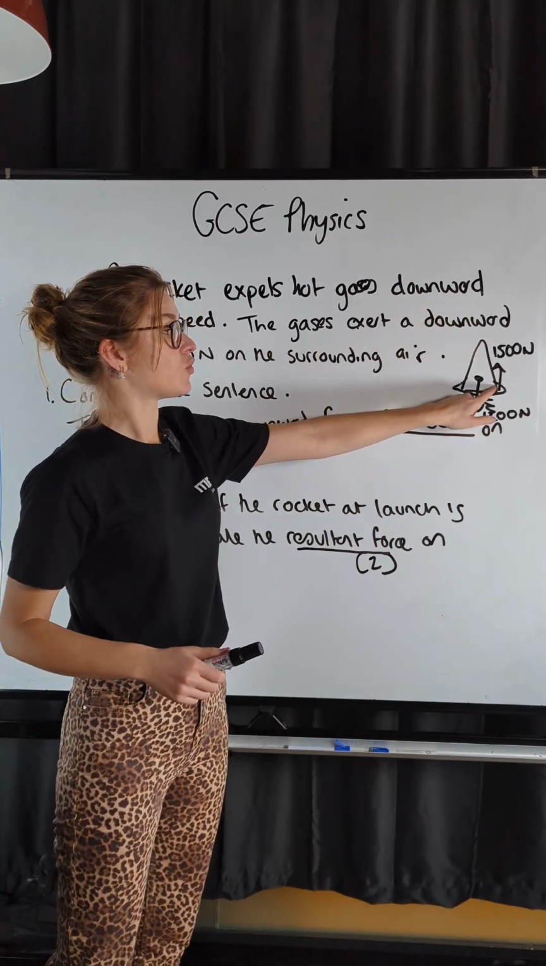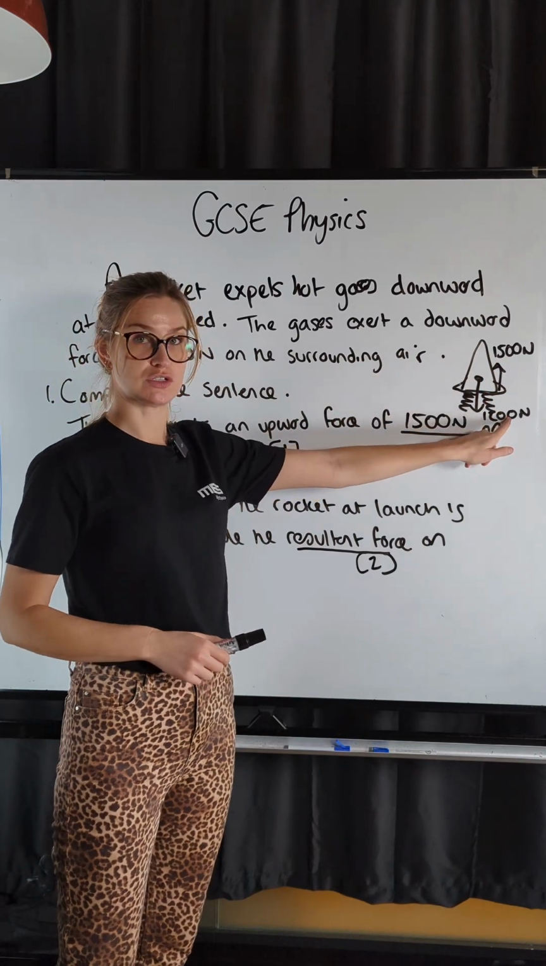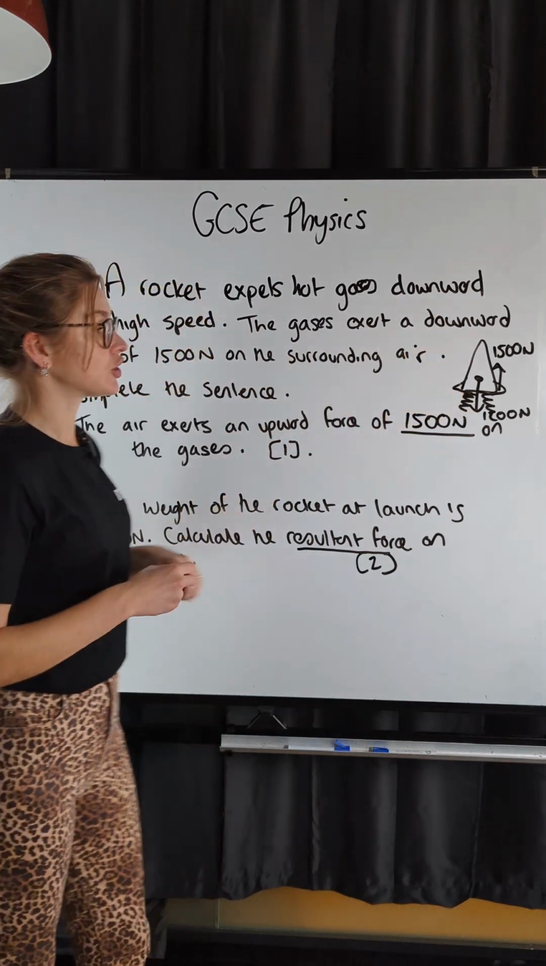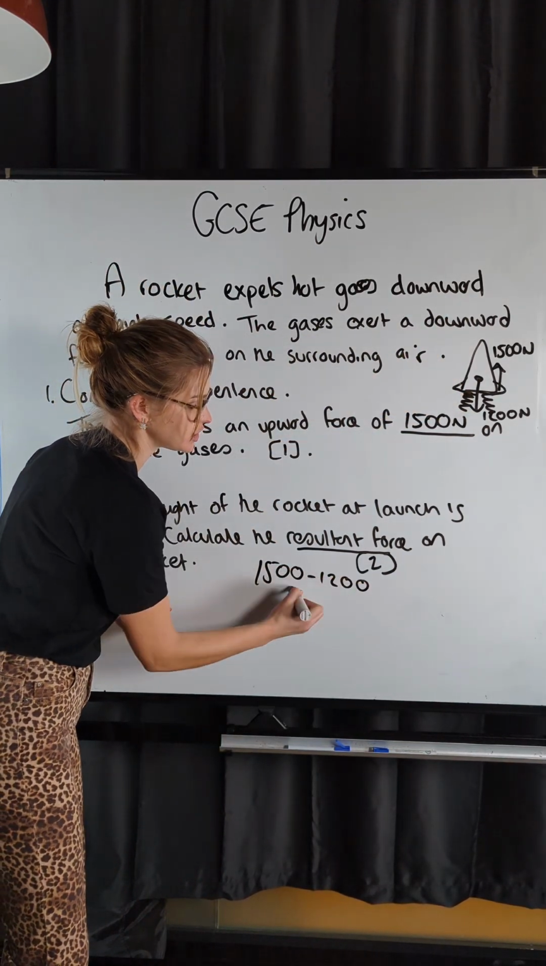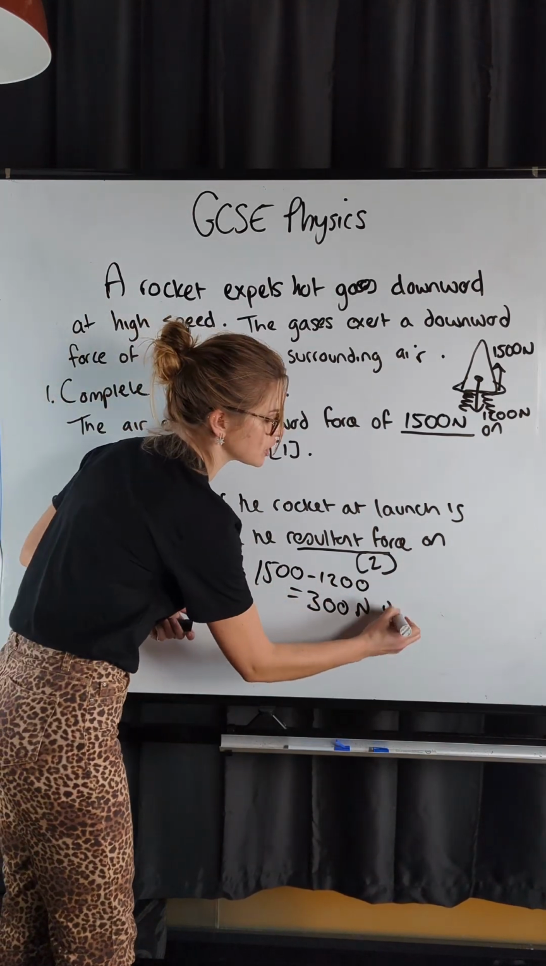We've got the air pushing the rocket upward with 1,500 newtons and the rocket being pulled down by gravity with 1,200 newtons. The other 1,500 newtons is a force on the air, so ignore it because we're only looking at the rocket. So if I look at the rocket, the resultant force is 1,500 take away 1,200, which gives me 300 newtons. And remember, forces are vectors, so 300 newtons upwards.